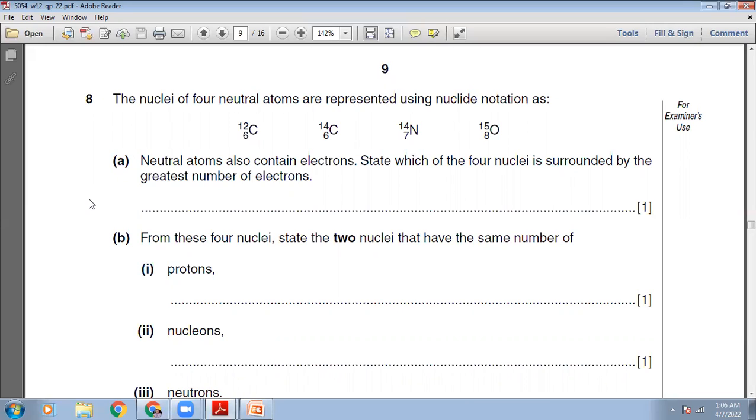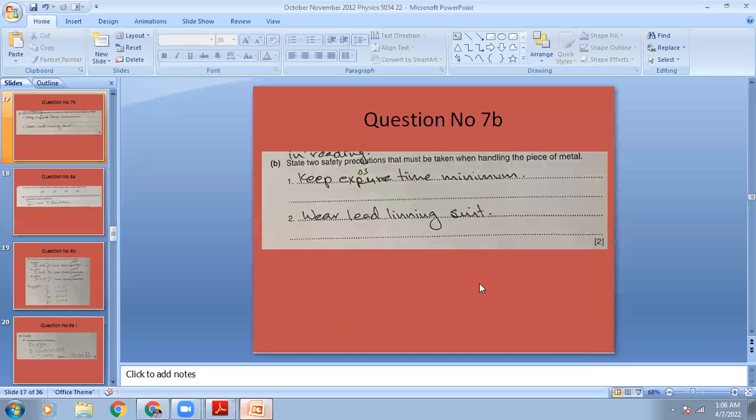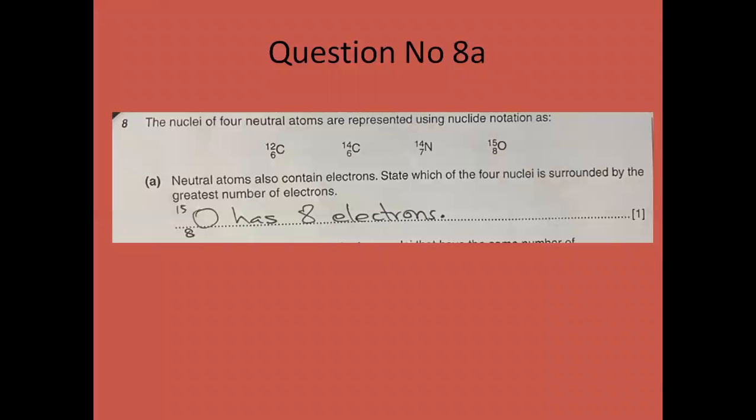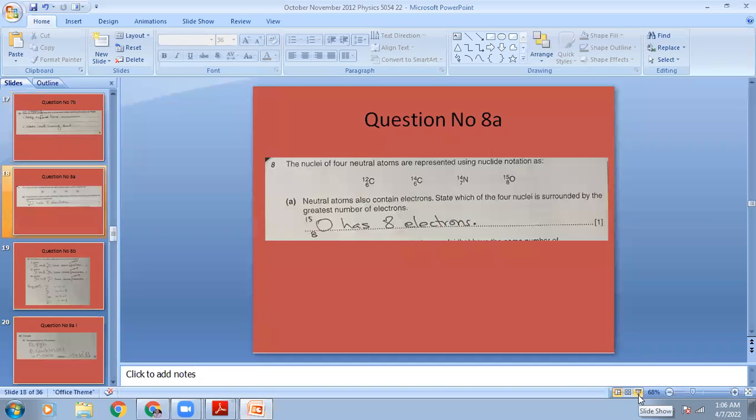You saw the number of the electrons in a neutral atom is equal to the number of protons. So wherever the number of protons is highest, there you will have the highest number of electrons. Here we go. So the oxygen 8 15 has 8 electrons. So that's the maximum number of electrons.